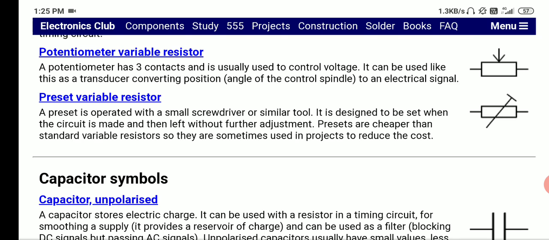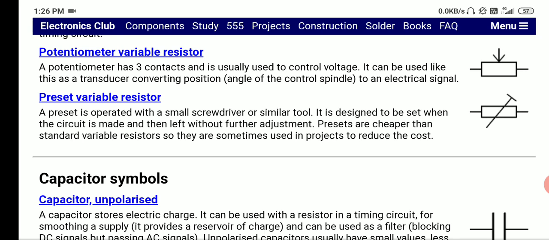So the potentiometer has three contacts and is usually used to control voltage, by using your Ohm's law. It can be used like this as a transducer converting position. Firstly, let me tell you what a transducer is. A transducer is a kind of sensing thing. If you apply any kind of energy, you can say pressure, electricity, or heat, it will sense it in some sort and give you an electrical signal that you or your device can read, and gives you the output.